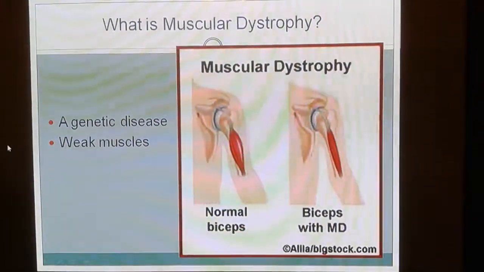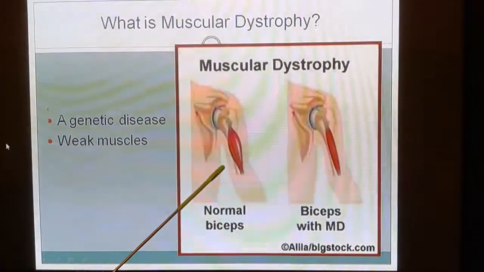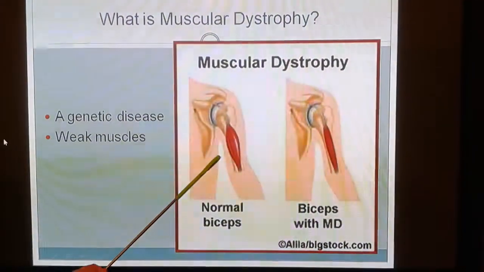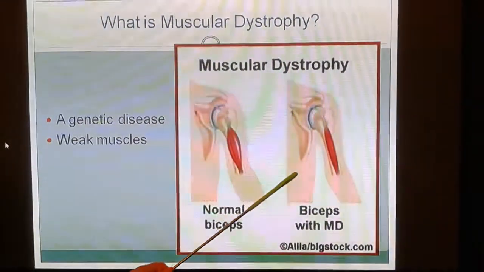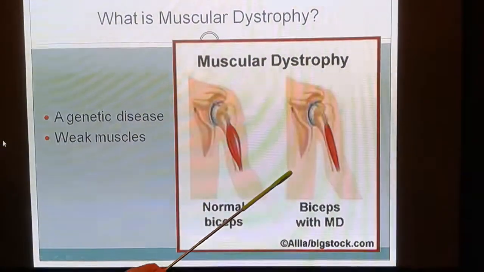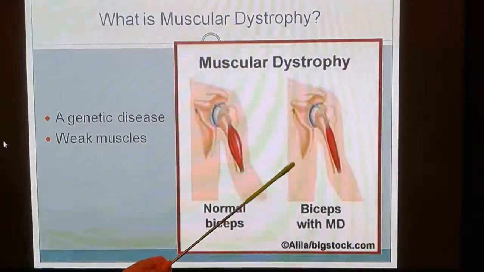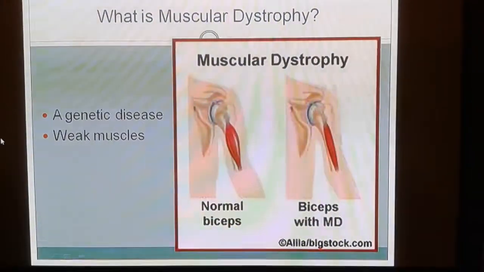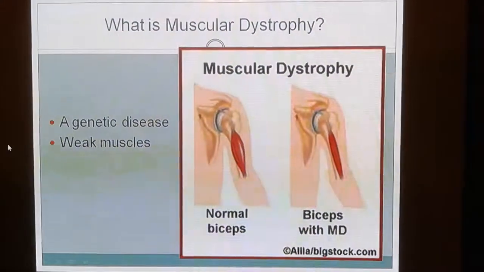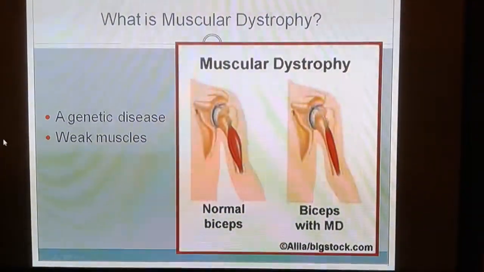In this picture, you can see that the biceps on the left are a bit thicker, which is normal. Now the biceps on the right have a thin appearance, which represents muscular dystrophy. Muscular dystrophy thins out muscle mass, giving the arm or any part of the body a fragile look.